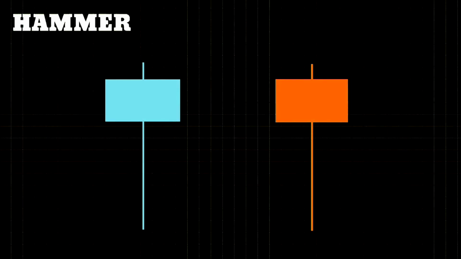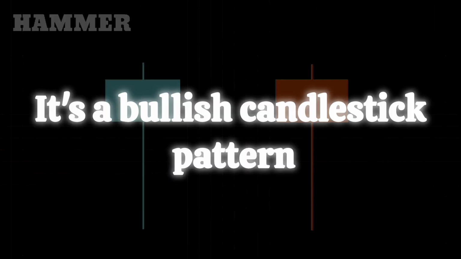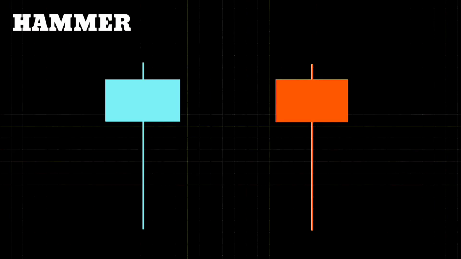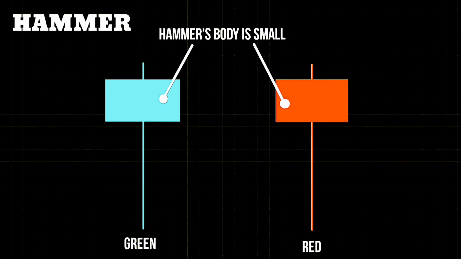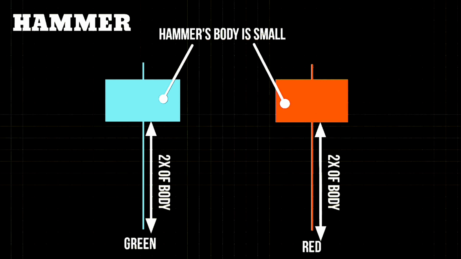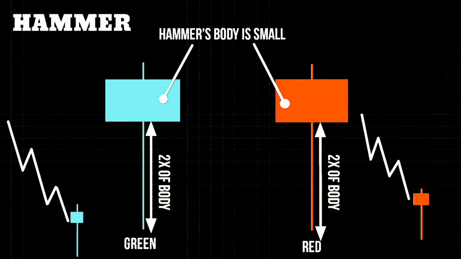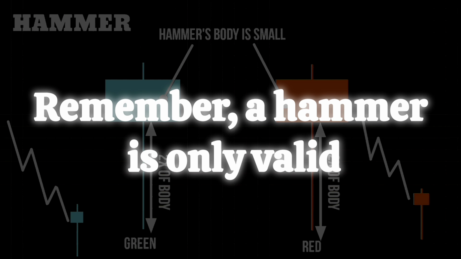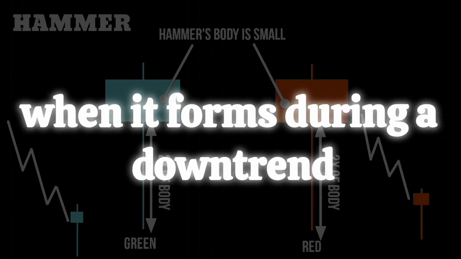Our next pattern is the hammer. This pattern looks like this on the chart. It's a bullish candlestick pattern and can be of 2 colors, red or green. Let's understand its formation. The hammer has a small body and a very small or no upper wick. Its lower wick is at least twice, or more than twice, the size of its body. Remember, a hammer is only valid when it forms during a downtrend.